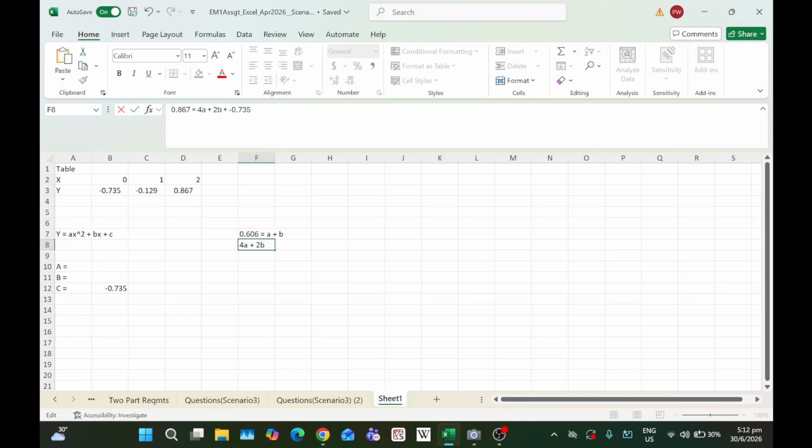And once again, I shall be taking the negative 0.735. I'll add 0.735 to both sides of the equation. This will result in a plus 0.735 here. And this, based on the calculator, 0.867 plus 0.735, will result in a value of 1.602.